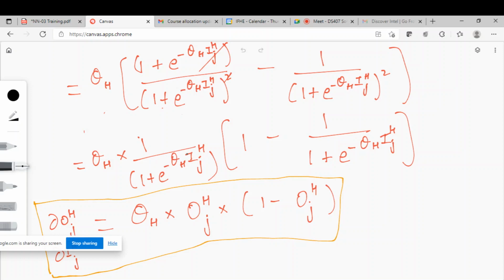I mean, we are taking the derivative of that only, OJH. So this is of the form OJH. So this we can represent as theta h into OJH into 1 minus OJH. So now we have taken the derivative of the fourth part also. What we get is this term, theta h into OJH into 1 minus OJH. So the remaining part is IJH. Again we have to take the derivative of IJH with respect to Vij.